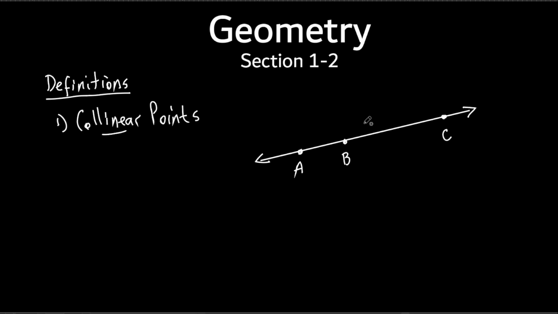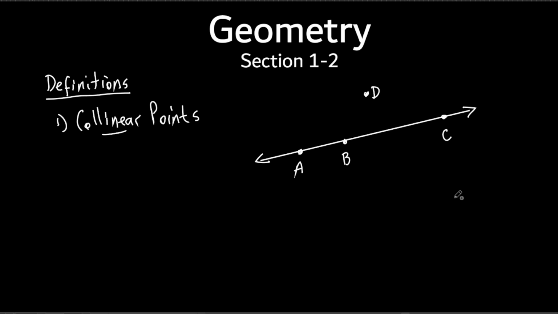Pretty easy. This is just definitions. It's just learning how to speak geometry. It's its own language, and it's just learning how to speak this. So what if I put a point out here, point D? Are all 4 of these points collinear? Why not? Because D does not lie on the line, as all the other ones do.